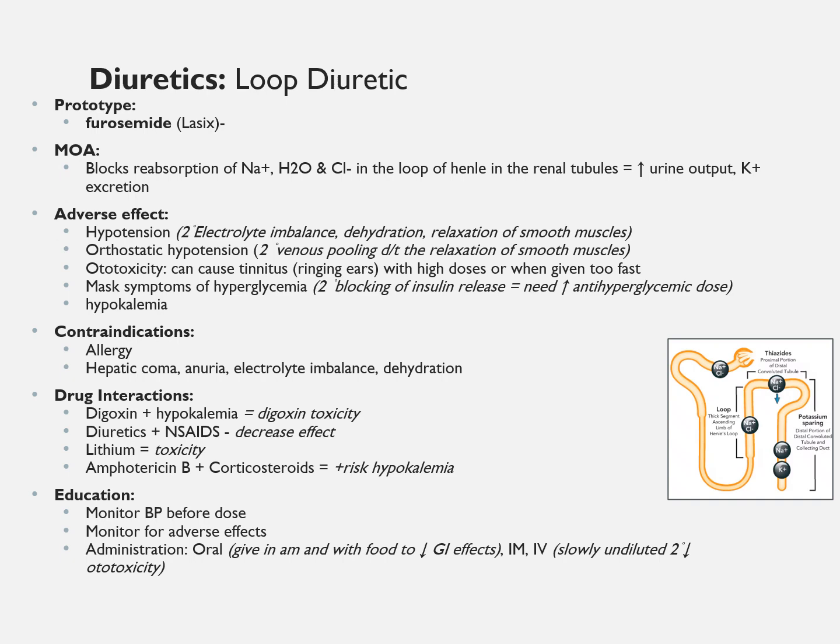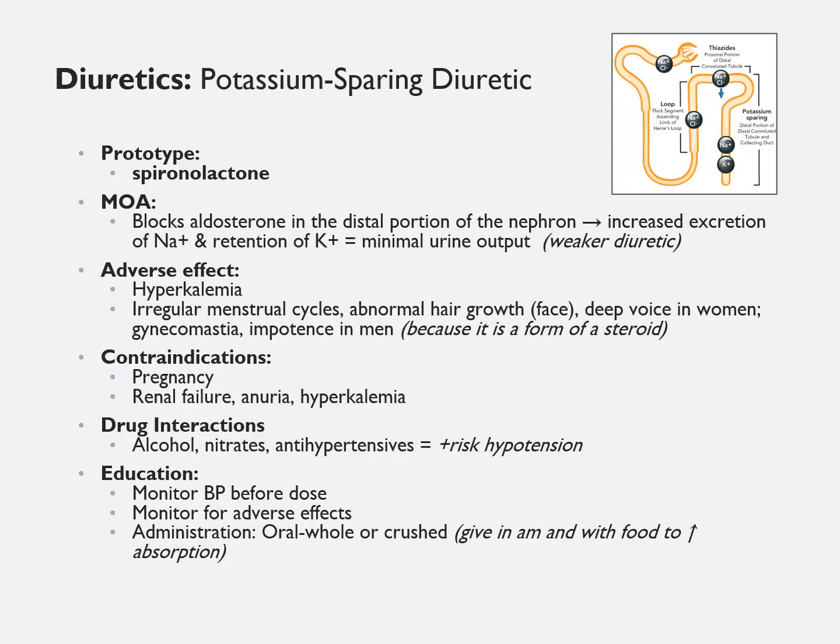And the third diuretic is the potassium-sparing diuretic, or spironolactone, which blocks aldosterone in the distal nephron. It results in sodium excretion and conserving potassium. While this is the weaker of the diuretics, it's very useful in preventing hypokalemia. However, hyperkalemia is still a significant risk. We can't rule it out.